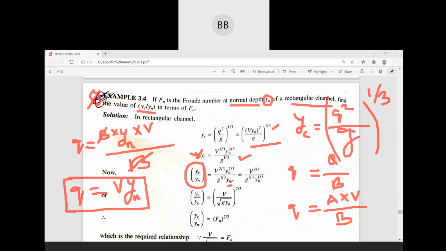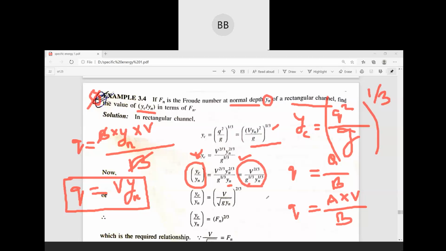In the right hand side, V to the power 2 by 3 will be the same, and g to the power 1 by 3 is also the same. We have Yn to the power 2 by 3 divided by Yn, so it will be Yn to the power 1 by 3.